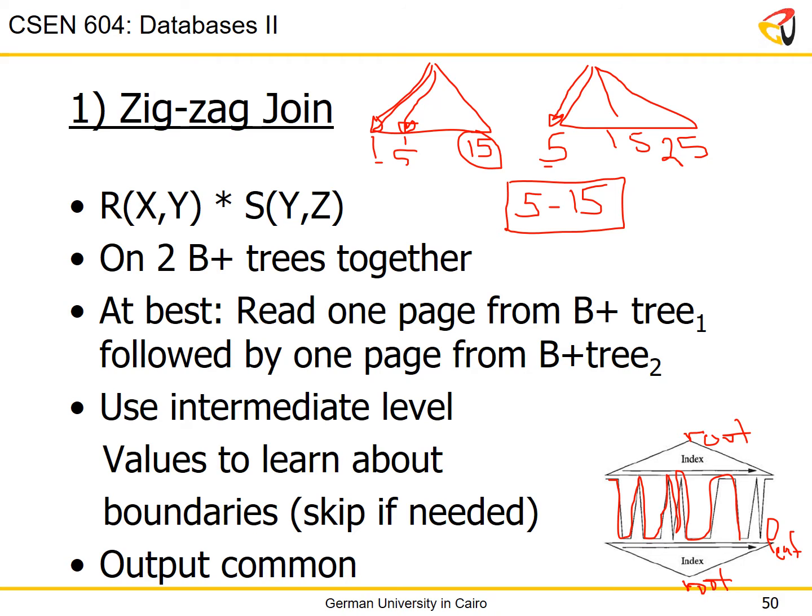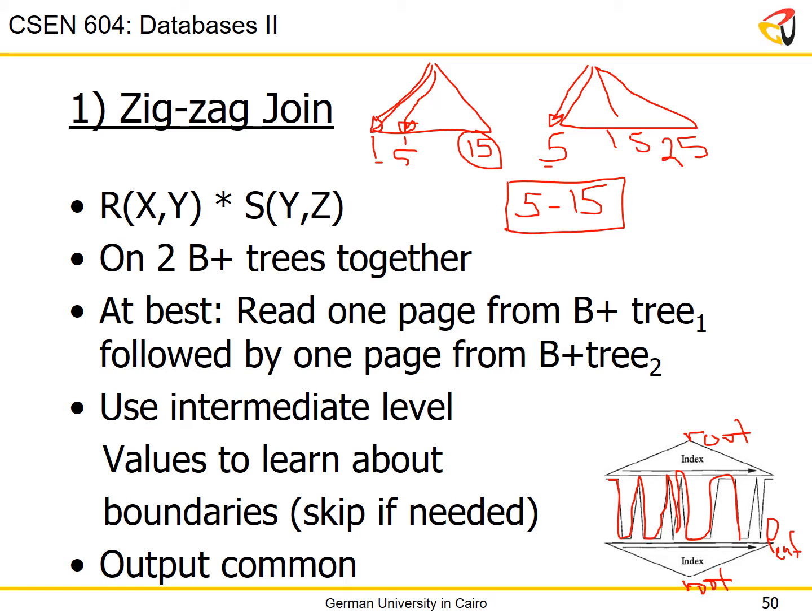A database engine would do a zigzag join if you have created, or it decides to create, two B+ trees to answer a join query. The example we're looking at here are two relations R and S again, and the common column is Y. The database engine will create an index on R.Y, a B+ tree on R.Y, and create another B+ tree, a separate one, on S.Y.